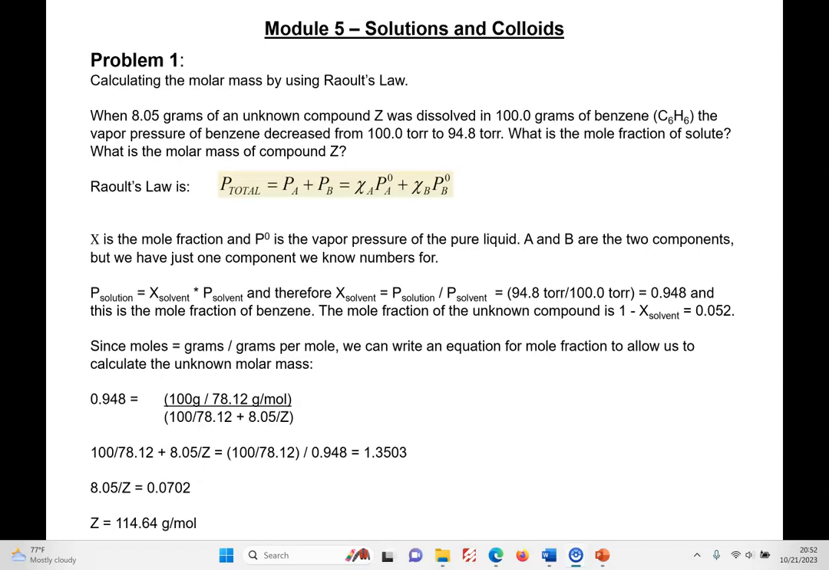So we've answered our question. Our questions were, what is the mole fraction of solute, which was, our answer was 0.052. What is the molar mass of compound Z? It's 114.64.